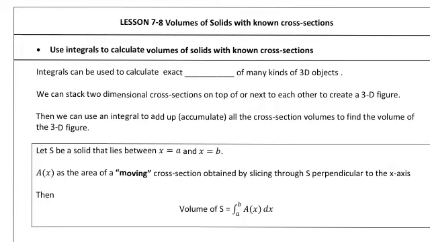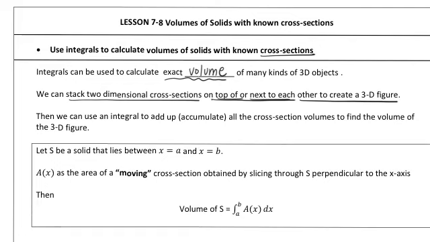Hi everyone, this is a lesson about volumes of solids using cross sections. So the basic idea is that we can stack two-dimensional cross sections on top of or next to each other to create a 3D figure. And this is how we're going to think about a 3D object to calculate its exact volume.